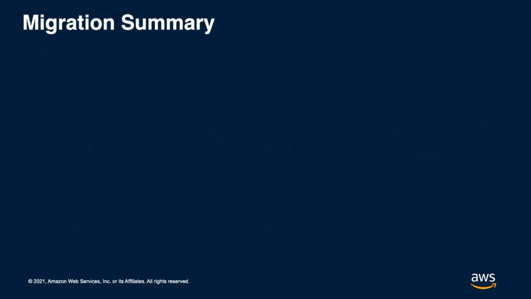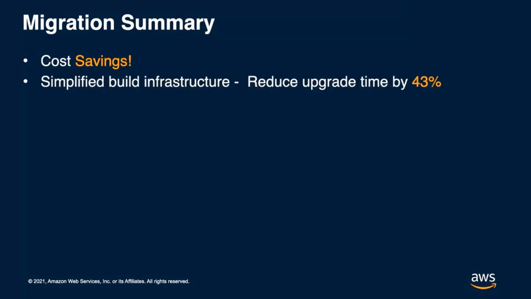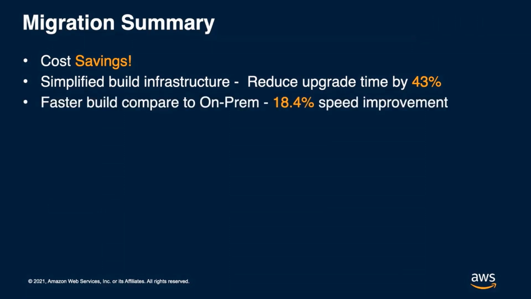So here's a migration summary. We saved some money along the way. Now it's actually cheaper to run these EC2 Mac clusters in AWS compared to the on-prem setup. We simplified our build infrastructure. Now it's much easier to understand and reduces the upgrade time by 43%. Say, upgrading to a new macOS, like I just demoed, is much, much easier.